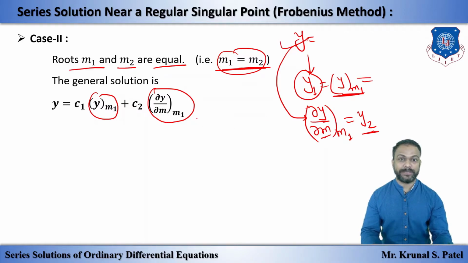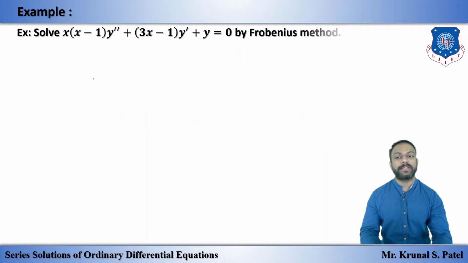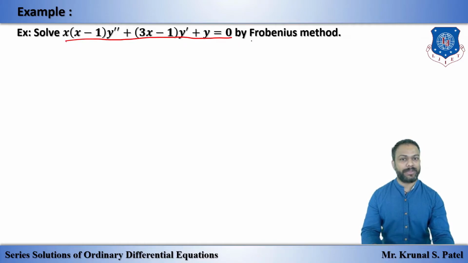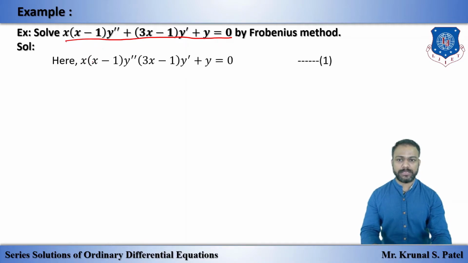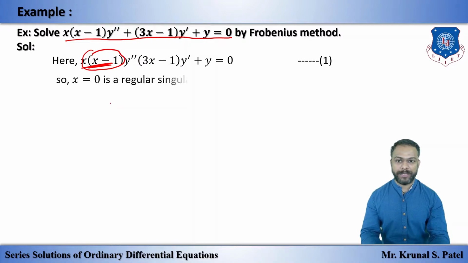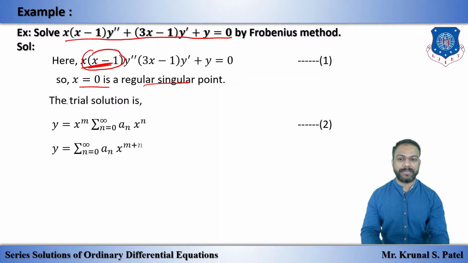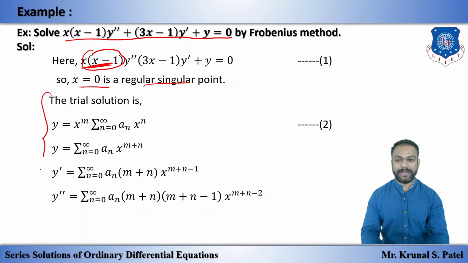So let's have a look at an example so you can understand this case number 2 better. Each and every step is the same. Solve this second order linear homogeneous differential equation by the Frobenius method. First, as I told, if we put x equal to 0 in this coefficient, it becomes 0. So x equal to 0 is our regular singular point. So the trial solution is given by this. As I told, this is the entire trial solution, never changing for a regular singular point.